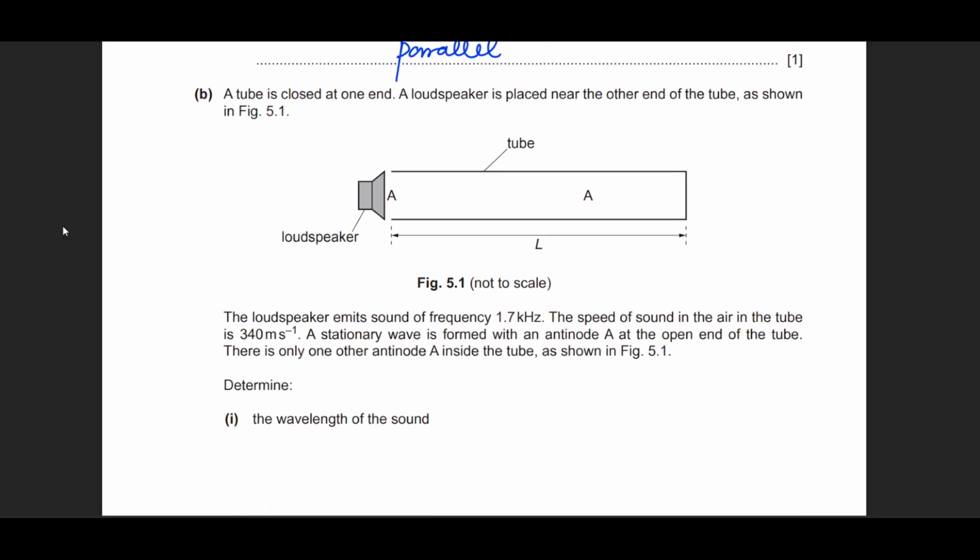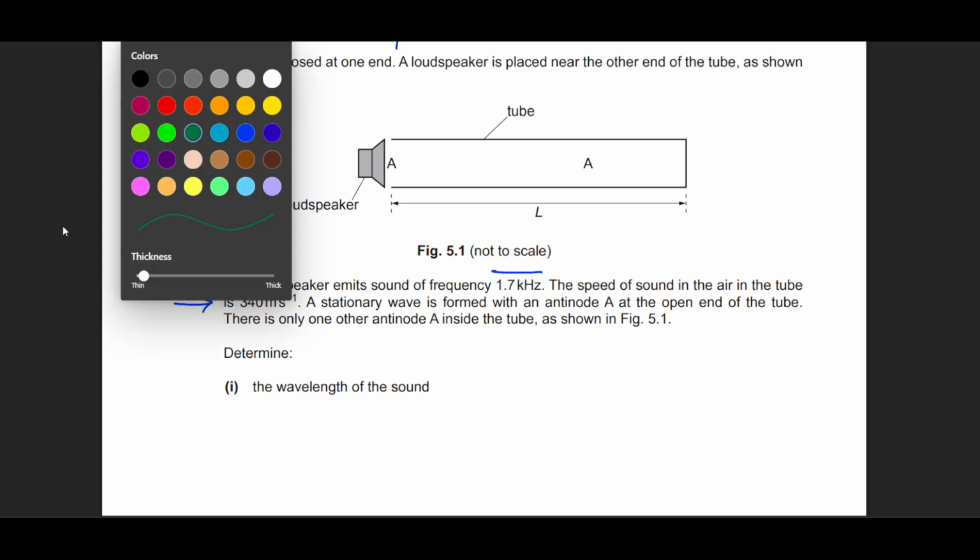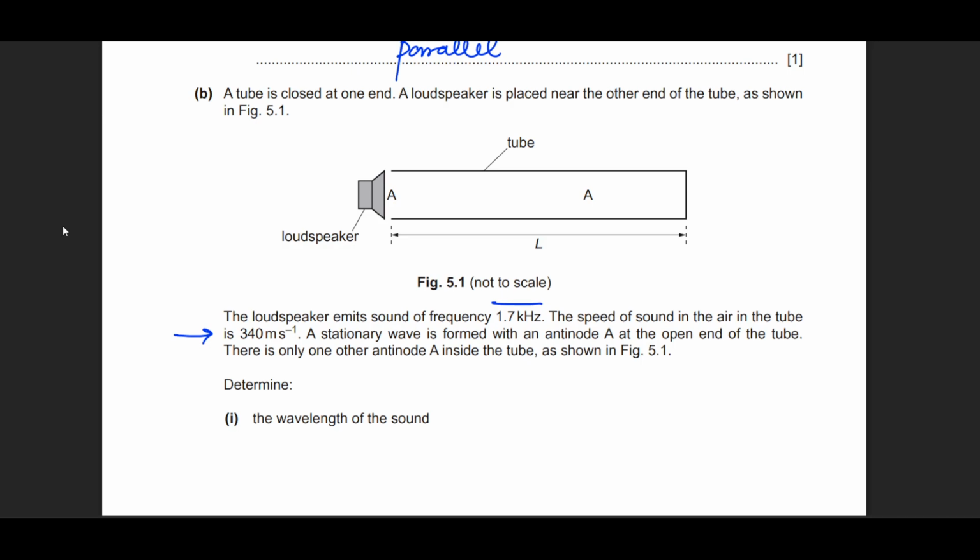So he tells you that there is a stationary wave that has a frequency of 1.7 and a velocity of this much, and A is the antinode. So what is the wave produced in this tube? We know that this is a closed end, and closed ends experience a node, and we know that the open end experiences an antinode, which is already given by the examiner. Okay, so if this is the antinode and this is the node, this is the expected shape of the stationary wave.